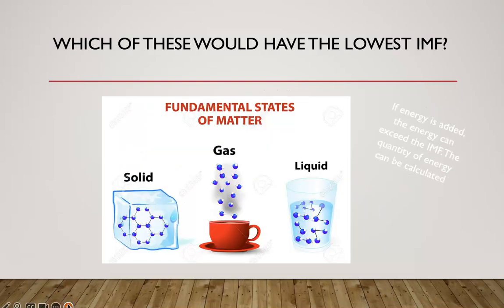All right. And so which one would have the lowest intermolecular force? Of course, that would be our gas. Those gas particles, there would be very little attraction between those particles. And so one of the things that we could also take a look at is how much energy would be required to change it from a solid to a liquid or a liquid to a gas, vice versa. And so you'll want to be thinking about that.